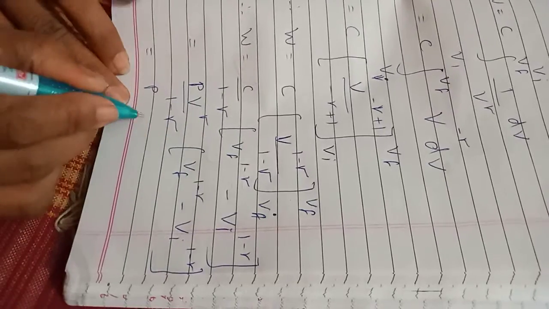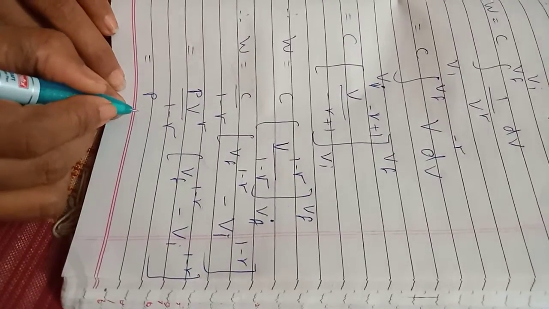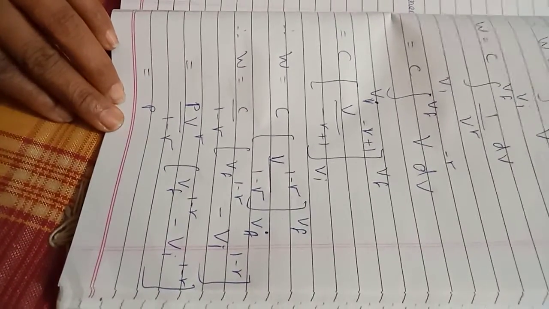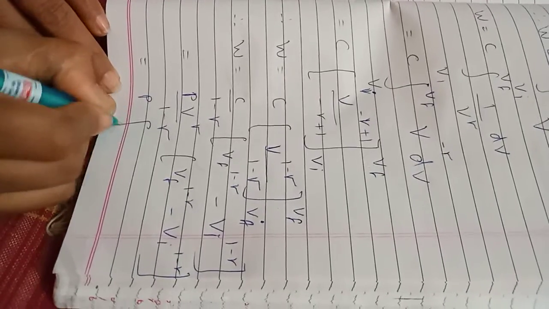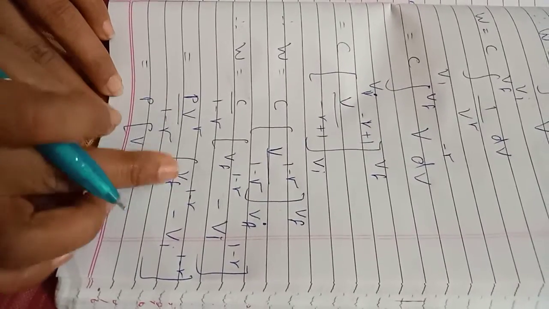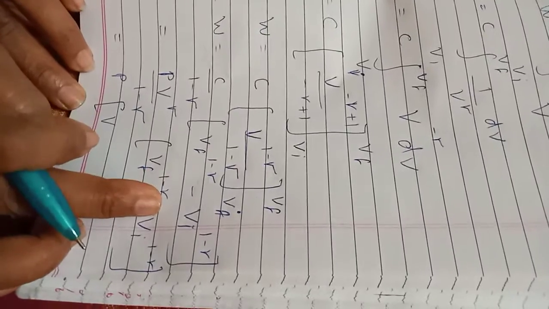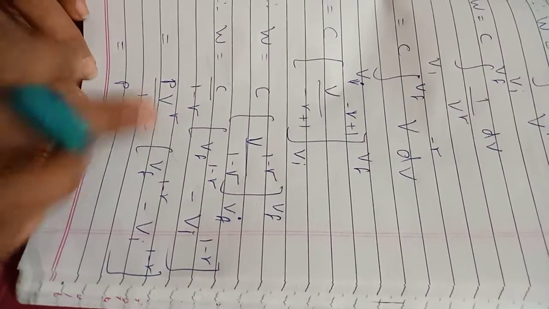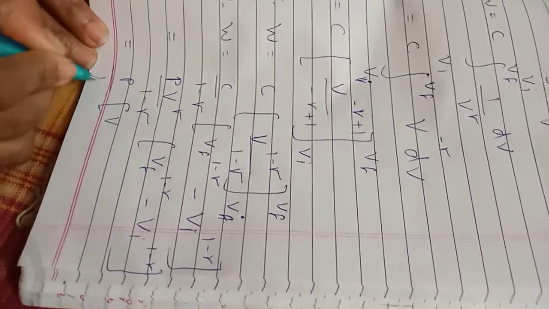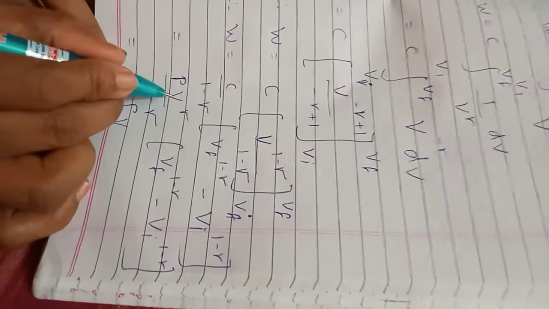P V raised to 1 minus gamma, V raised to gamma. What do we get here? Vf, the final volume, raised to 1 minus gamma, and multiply this. P upon 1 minus gamma will remain as it is, times V.